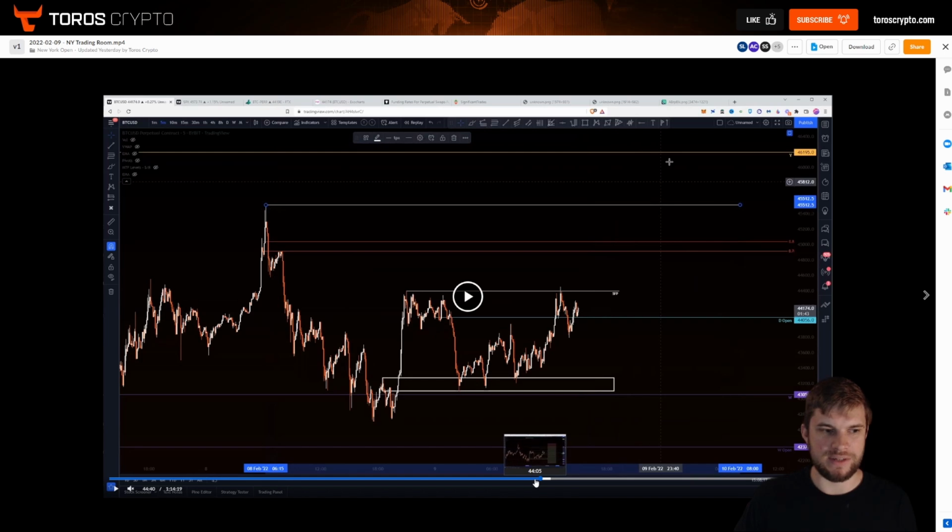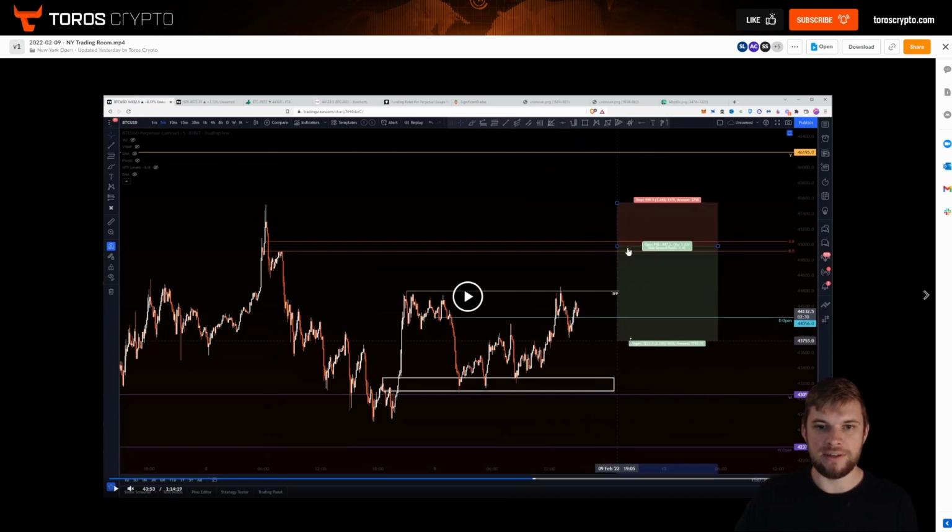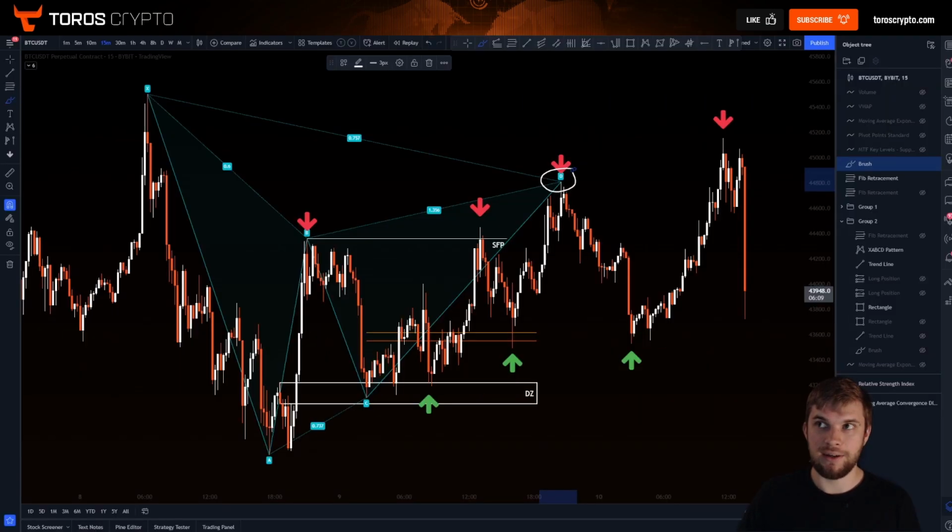For some reason it's not actually playing the sound on here, but we were looking for this trade to play out from our 0.786 for our Gartley pattern and then to come into your 0.5 on the chart. We were speaking about this potential scenario during the New York trading room that we did yesterday. I'm still very much watching price action right now and it's completely distracted me.